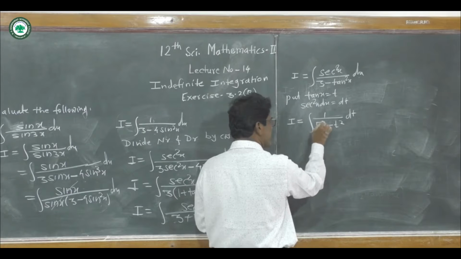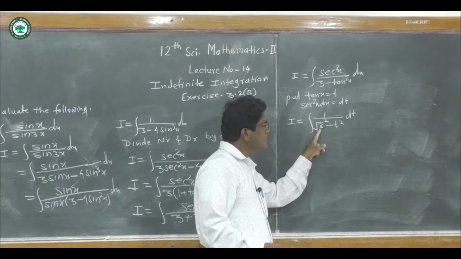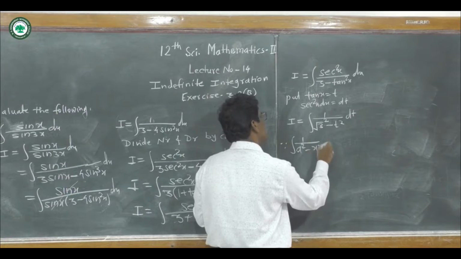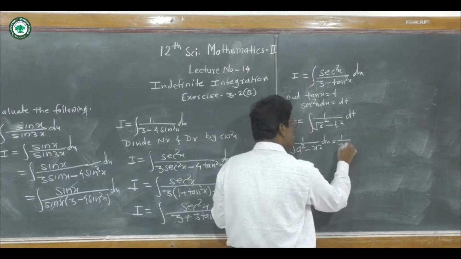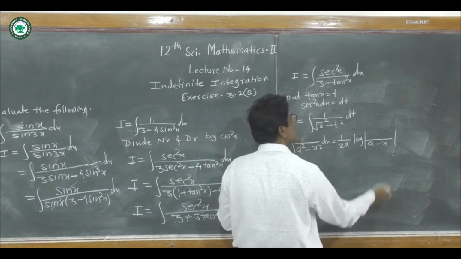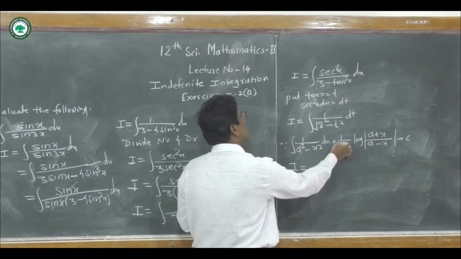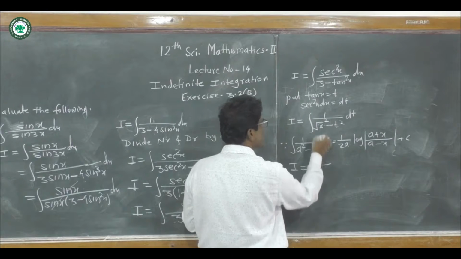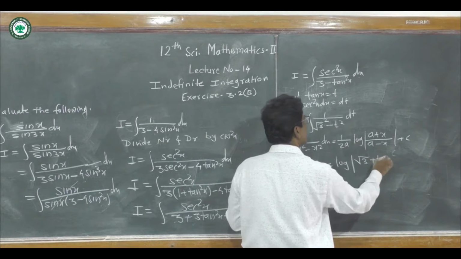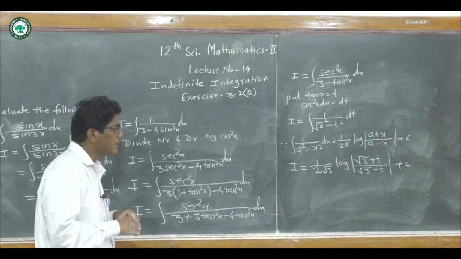So we write this 3 as root 3 square, and now use the standard formula: integration of 1 upon a square minus x square dx is equal to 1 upon 2a into log of (a plus x) divided by (a minus x) plus constant of integration. Therefore I is equal to 1 upon 2, and a is here root 3, so root 3 into log of (root 3 plus t) divided by (root 3 minus t) plus constant of integration.